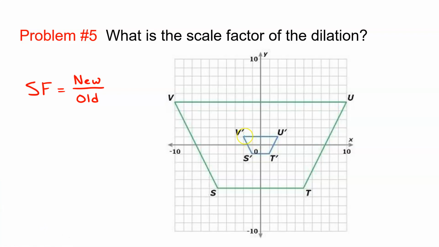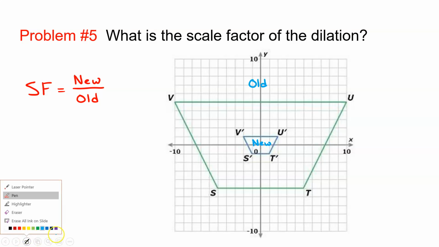So I see here that I have V prime, U prime, T prime, S prime. Those primes are telling me that this one is going to be the new one. The bigger one out here was the older one. Going from the older one to the newer one, it was a reduction. It got much smaller. My scale factor should be something between 0 and 1. I'm going to go ahead and use the top side of both of these.